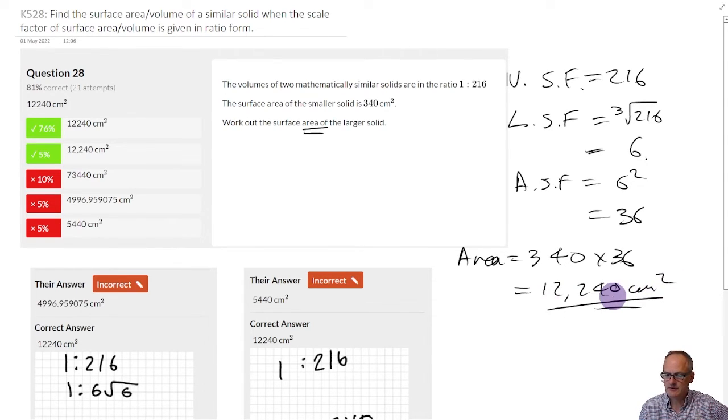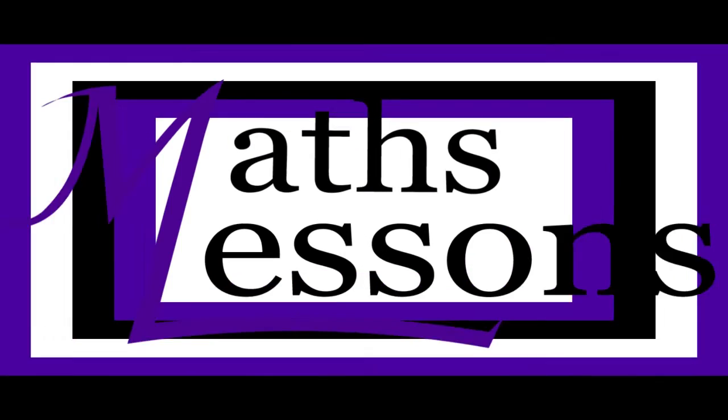squared. So remember, to go from volume to area or area to volume, first of all, go through finding the length scale factor first. You either cube root volume to get length scale factor, or square root area scale factor to get length scale factor, and then cube or square to get the other one that you need when you're moving through that.